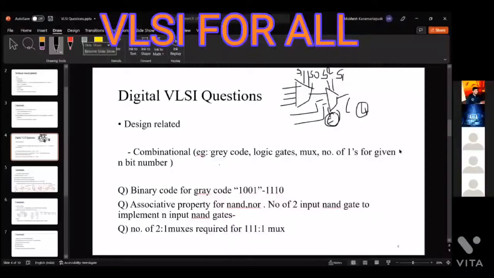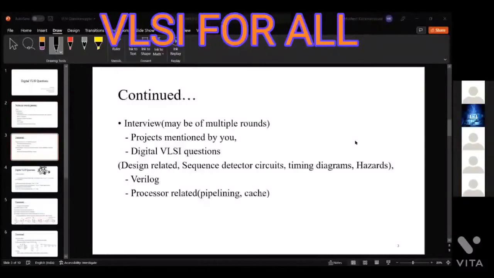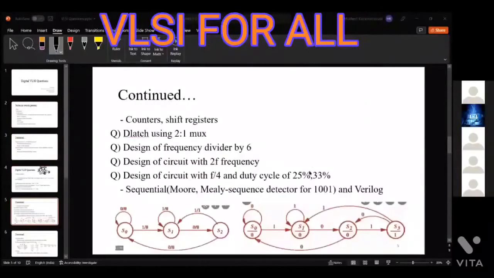Hello, Vidya. Anyone have any questions now? We have covered everything. Sir, I have one. Ask. Sir, in the first slide, you have mentioned duty ratio 25%, 33%. Can you explain that, sir? Okay, this one. Yes, question number 4.